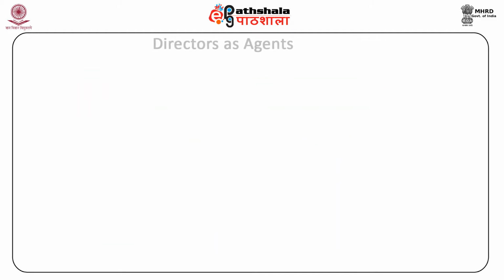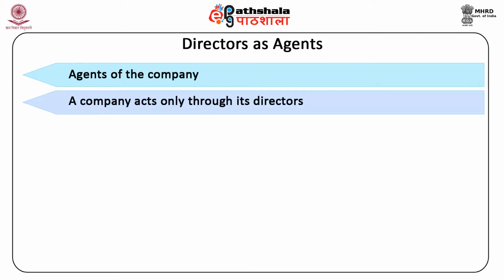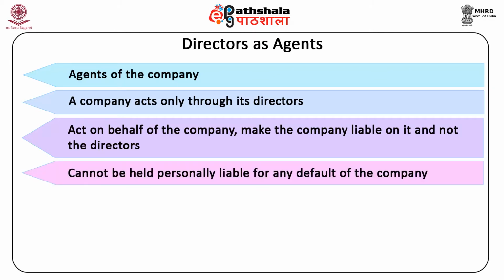Directors as agents. Directors are viewed as agents of the company for the conduct of business of the company. A company cannot act by itself, it acts only through its directors. Directors act on behalf of the company, and in acting on behalf of the company they make the company liable, and not the directors. The directors cannot be held personally liable for any default of the company.